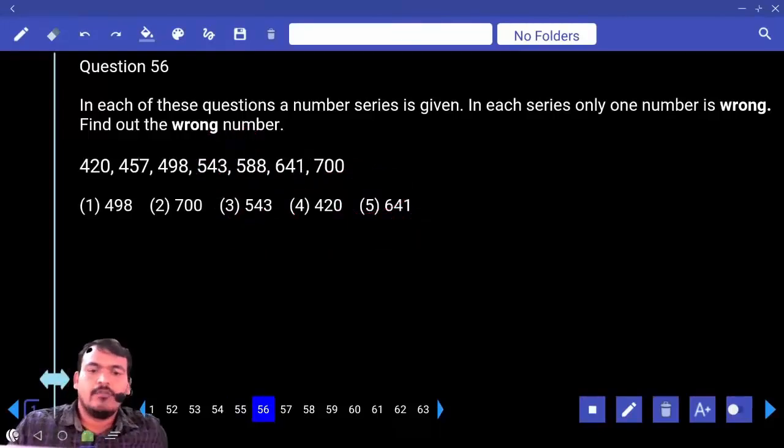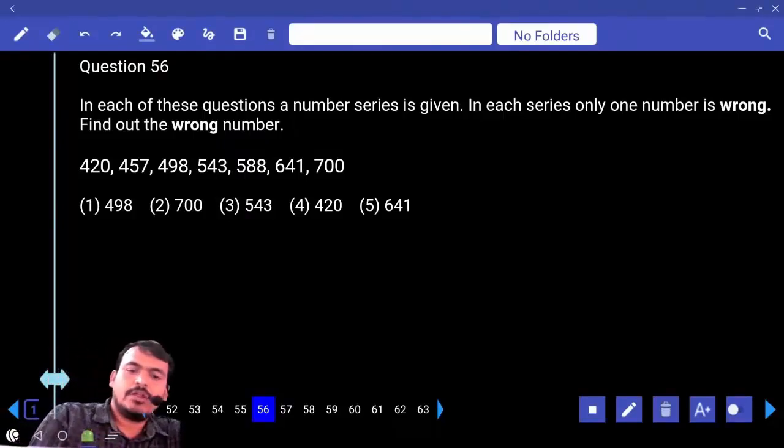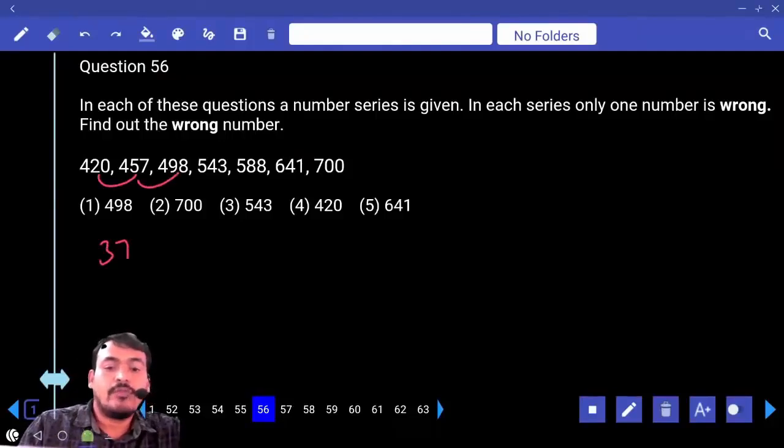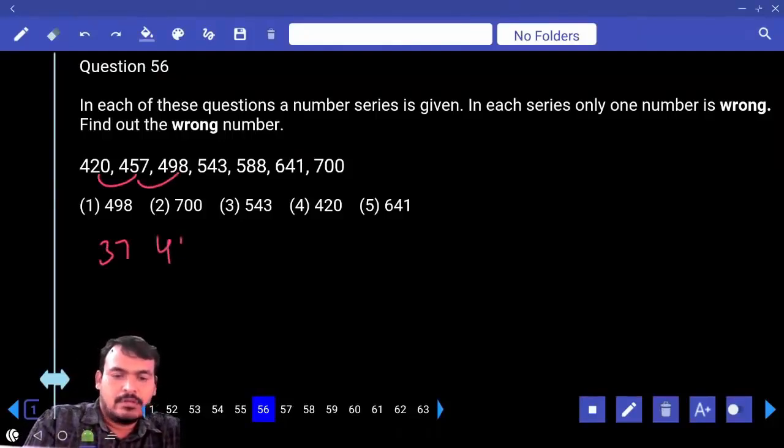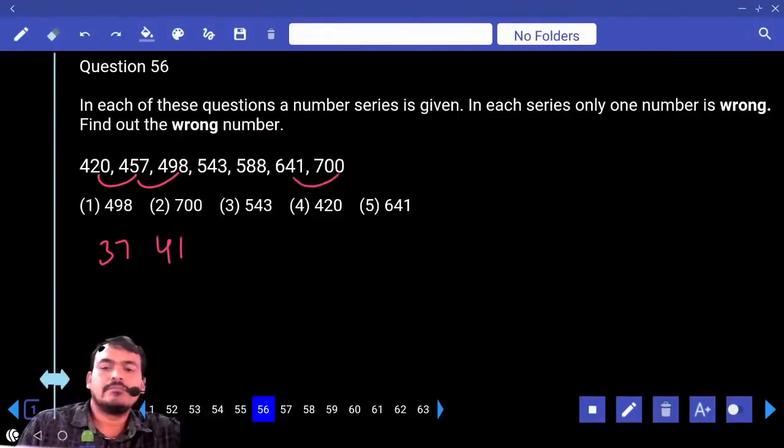Next, 420, 457, 498, 543, 588, 641, 700. What is the first difference? 37. Next one, 41. I think the differences are prime numbers or not? What is the last difference? 641 and 700 difference, 59 or 1?